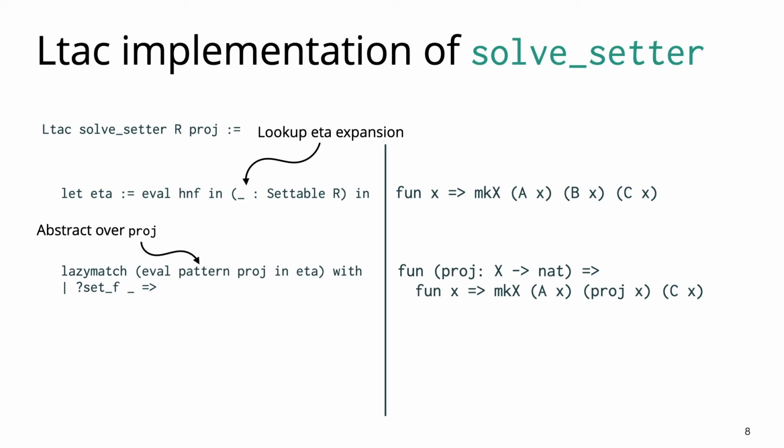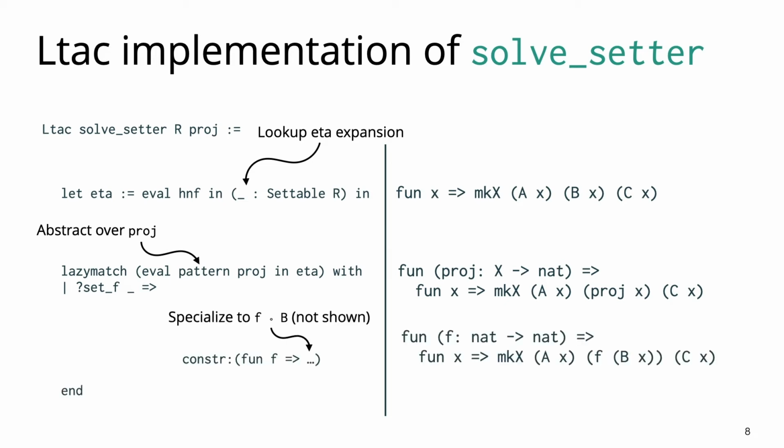This is almost the setter that we want, but it's a little bit too general. Here, the setter is allowed to update B in terms of the entire record, whereas the setters that we want to use are only passed the current value of the field B. We can fix that up with just a little bit of LTAC to specialize this setter. I haven't shown the code for this because it looks complicated, but really it's nothing more than specializing this expression.